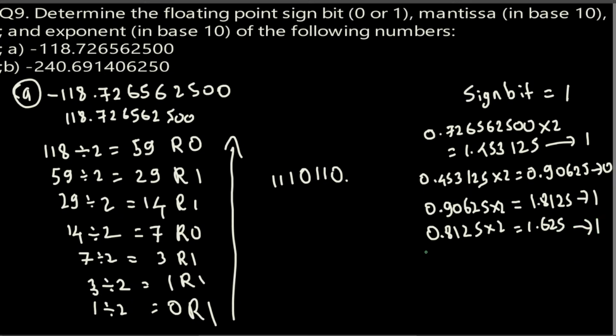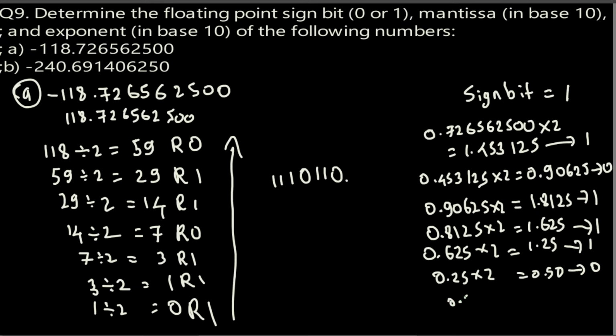1 in front, we put it right there, and 0.625 multiplied by 2, that gives us 1.25, and 1 in front, we put it right there, and then 0.25 multiplied by 2, that is 0.50. 0 in front, so we put it right there, and then 0.50 times 2, that is 1.00. We have 1 in front, so we put it right there, and then we got 0.00, and we stop right there, and then we read from top to bottom. So if we do that, that's 10111101. This is the number we have.